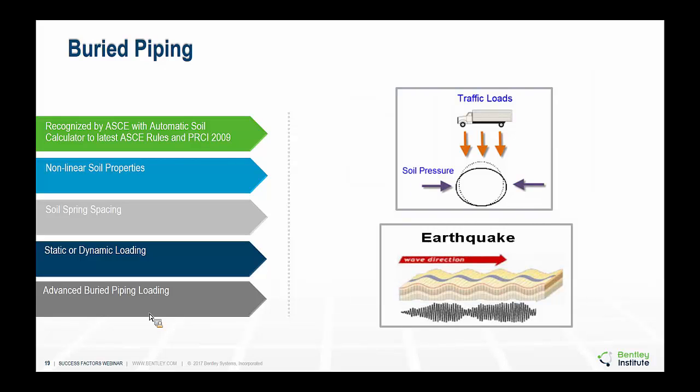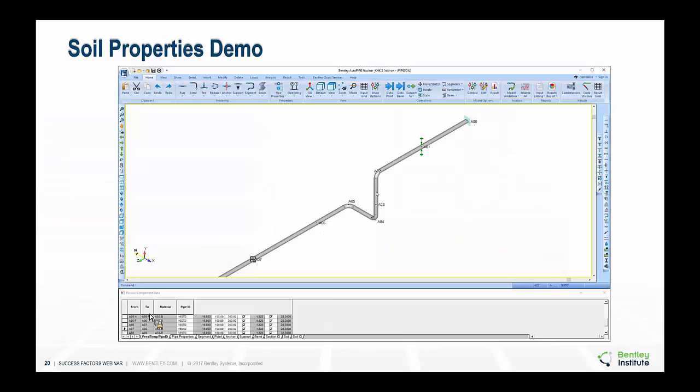We have new advanced soil loadings and analysis that are according to ASCE and ASME rules. The soil weight above the pipe is included in this, traffic loads, seismic wave propagation, and building settlement. Let's run through a quick example showing how the soil properties are defined.